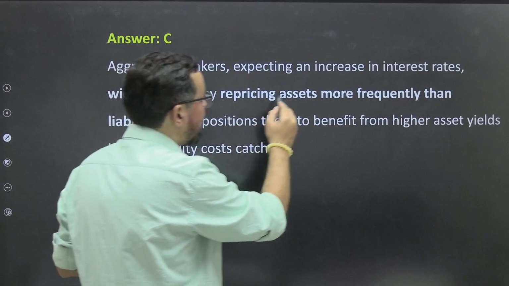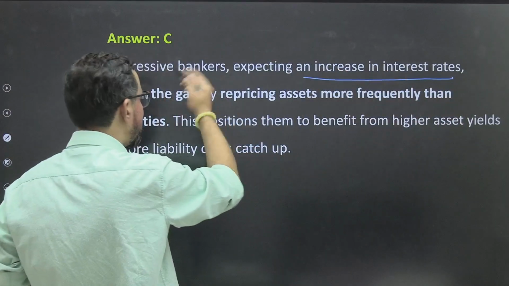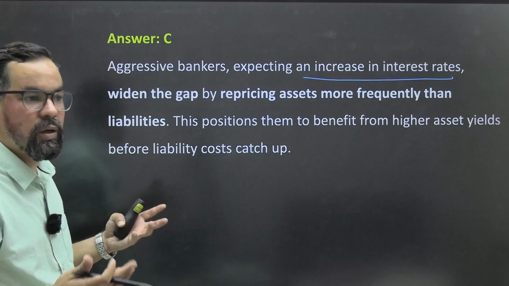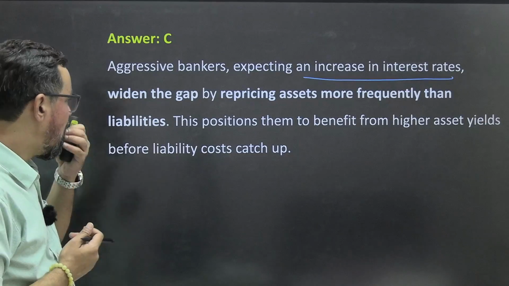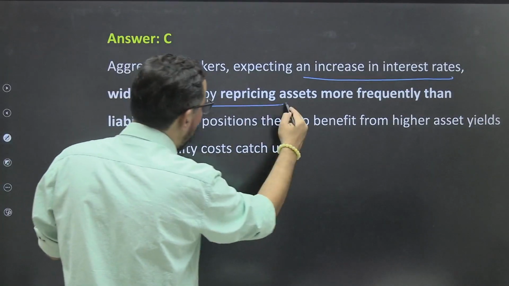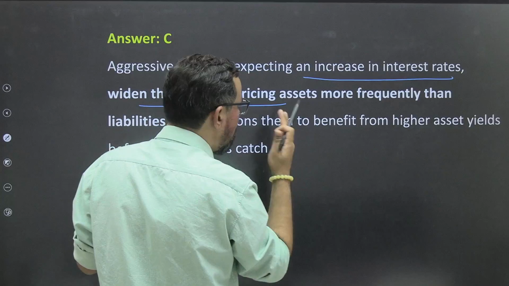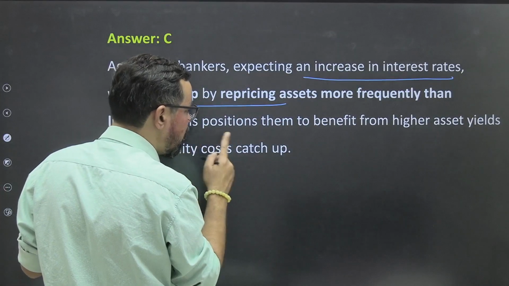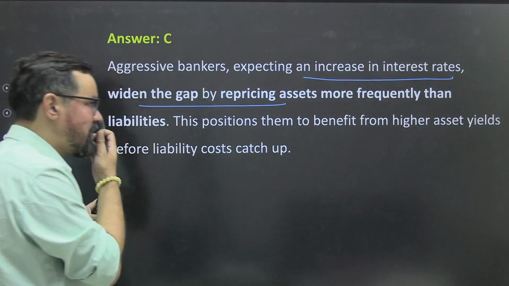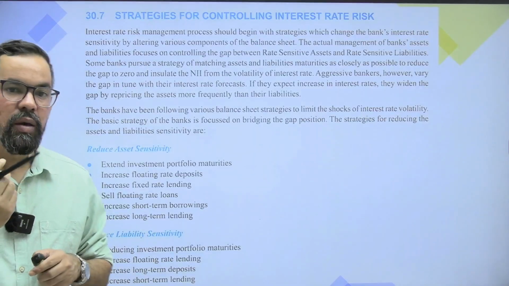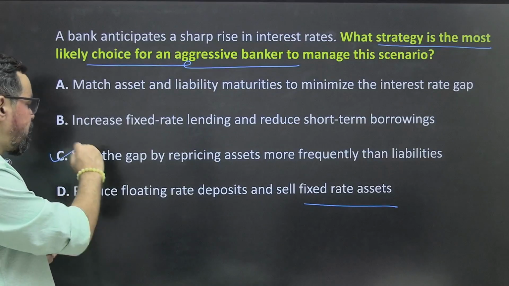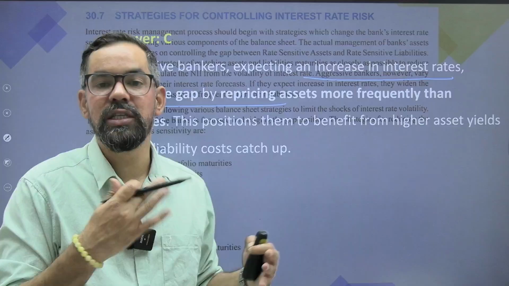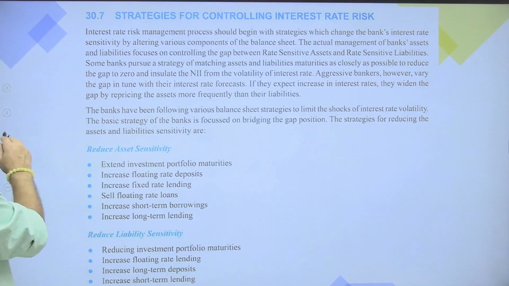So expecting an increase in interest rate, aggressive means there is an aggressive viewpoint about that, that there is an increase in the interest rate. Widen the gap by repricing assets more frequently than the liabilities. This position then benefits from higher yield. Let's say we have accepted a deposit for 5 years and we created an asset for 10 years, with rapid expansion of assets. In this way, we can take this one.